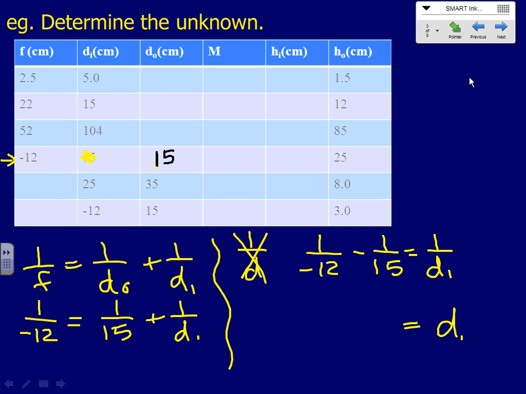Negative 12. You got an answer? What do you got? Negative 6.6. So I'm going to write it as negative 6.7 centimeters. And you're all going to go, wait, I thought we didn't know the millimeters. We deal with what is called significant digits. And in those numbers, there are two significant digits. And I'm going to round to two significant digits. You will learn more about this in grade 11 chemistry. I will harp on it on and on.